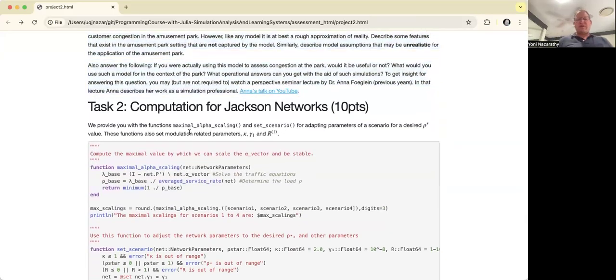Now, task two is a task of doing computation for Jackson networks, but it's not simulation. You're not simulating anything, no random variables, no real code that you're going to create, just some scripting.